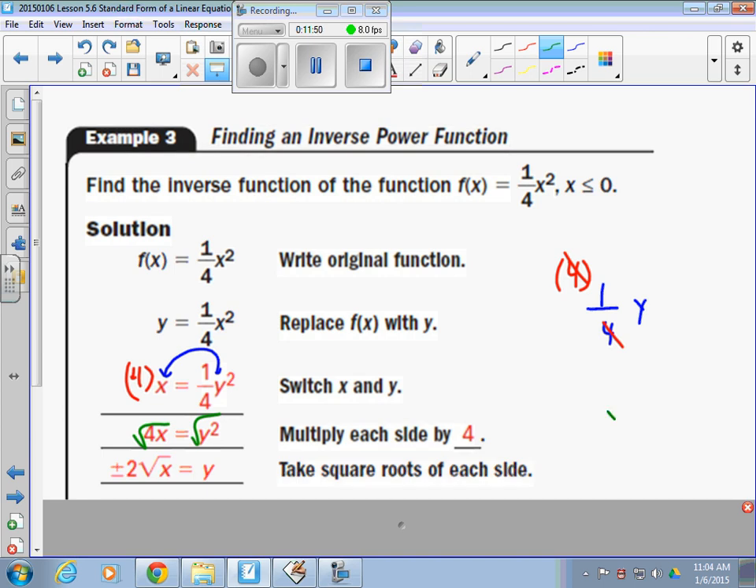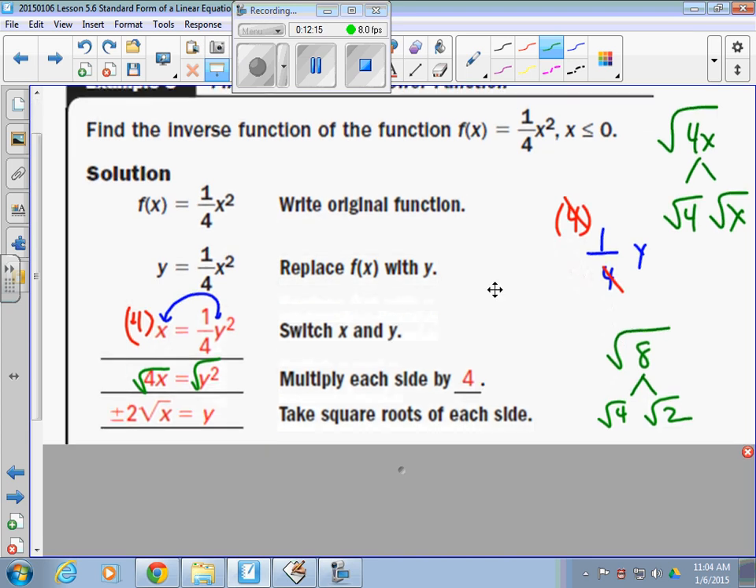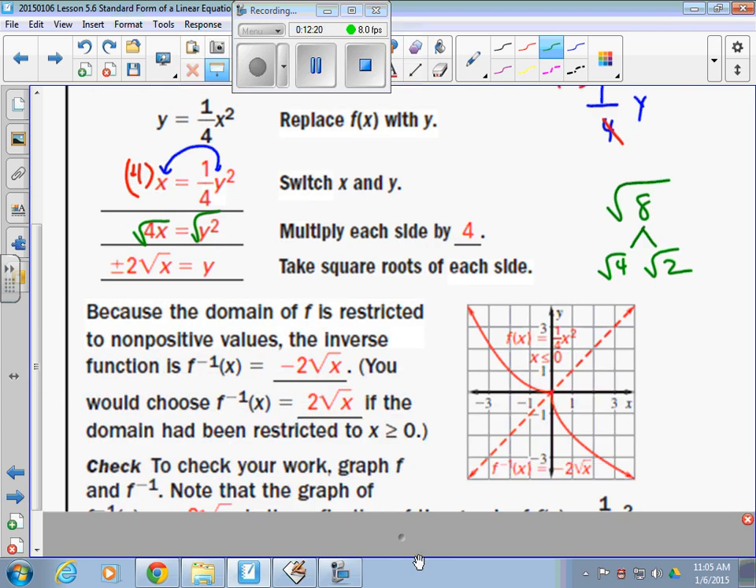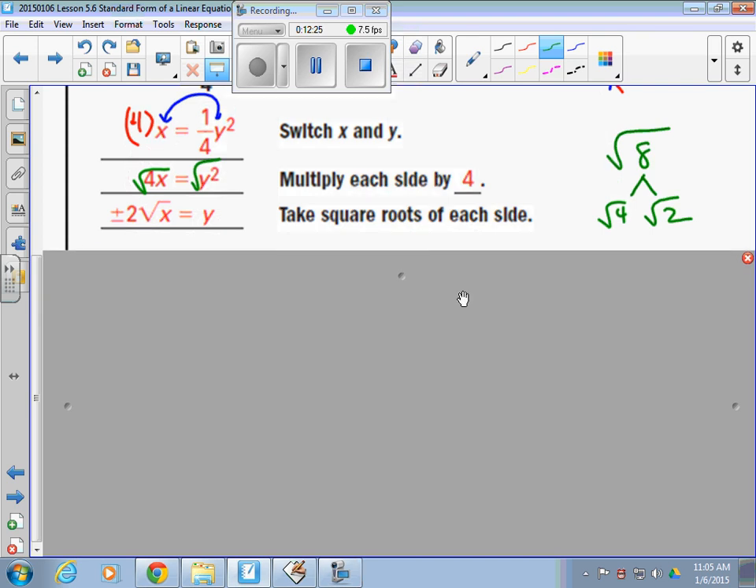Remember, if we have the square root of 8, we can break that down into the square root of 4 times the square root of 2, which will give you 2 times the square root of 2. The same thing's true as if you have the square root of 4x like this. You can break that down into the square root of 4 times the square root of x. And that's why it becomes plus or minus, positive or negative, 2 times the square root of x. We're not going to worry about all of this. That's more confusing than it's worth too.